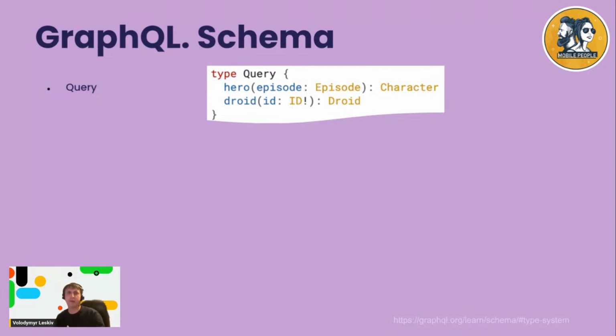Three basic operations in GraphQL. First one, it's a query. It's analogous to HTTP GET. It's something you use for receiving data from the server. Here you can see that we defined two queries. One is hero, which takes as input parameter episode and returns character, and another query, droid, which also takes as input parameter ID and returns some droid object. Okay, it's simple.